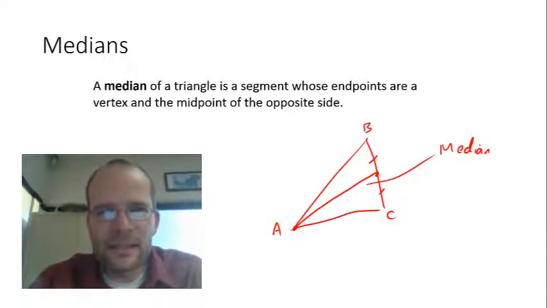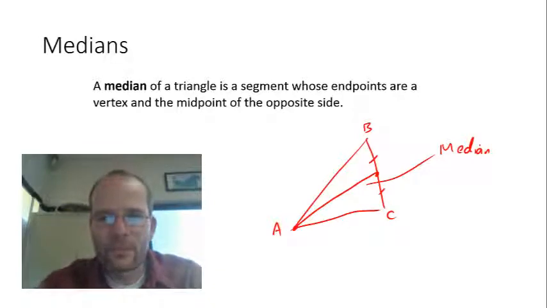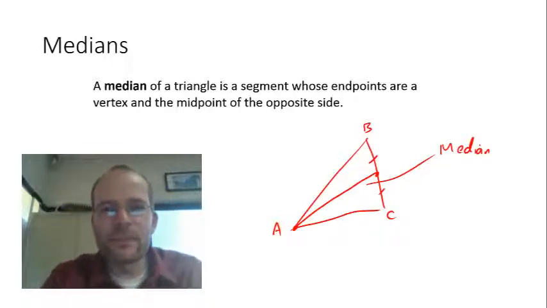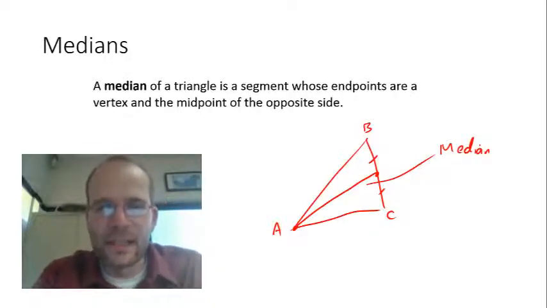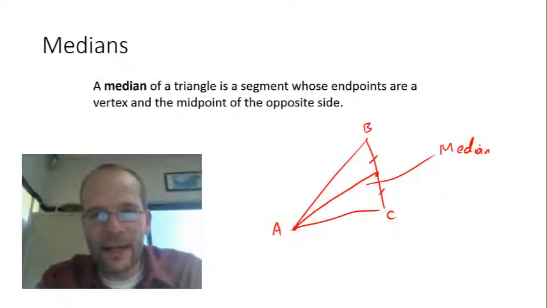Sometimes people get medians confused with midsegments. Remember, a midsegment joins two midpoints of two sides. A median, which is what we're talking about now, joins a vertex to the midpoint of the opposite side.